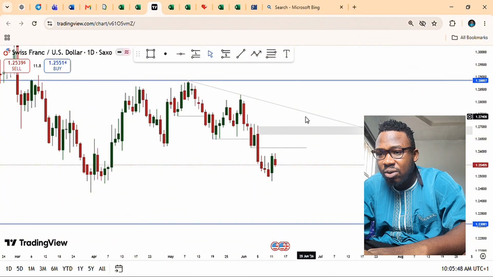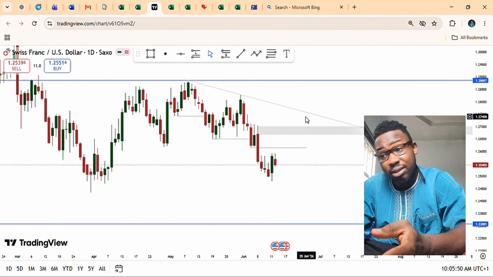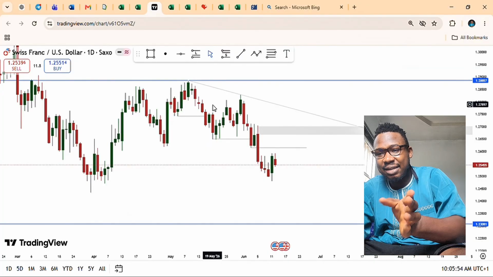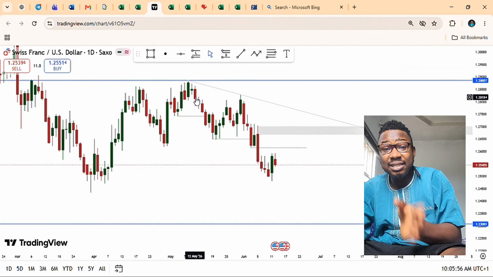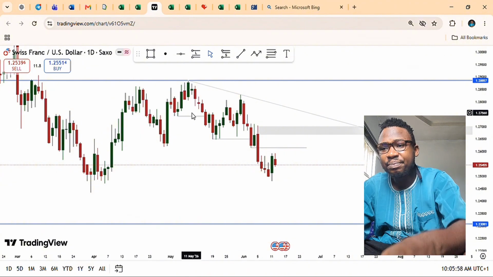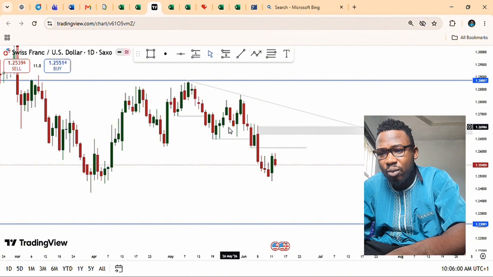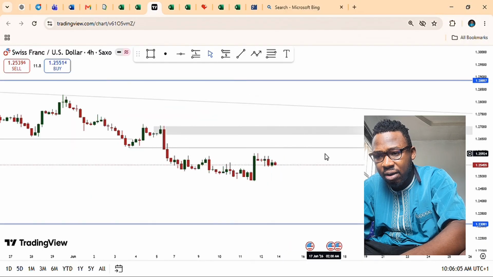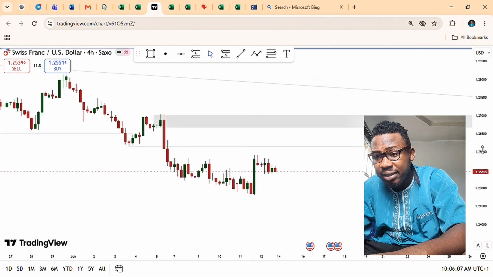Now we'll go to the lower time frame. Not really the lower time frame. It's just a kind of medium, you know, to give us an entry reason to short the market. So this is on the daily time frame. Remember, we spotted that our bias is bearish. So we'll quickly move to the 4-hour time frame. Let's see what we have here in the 4-hour time frame.